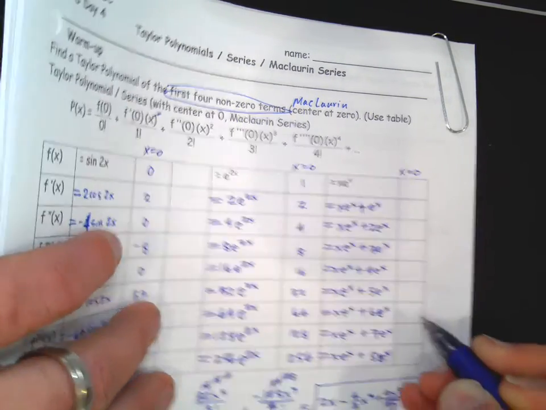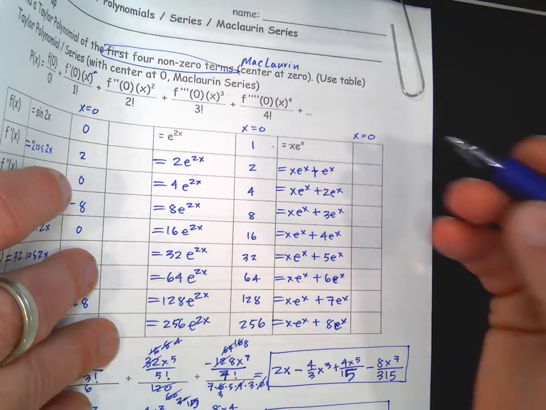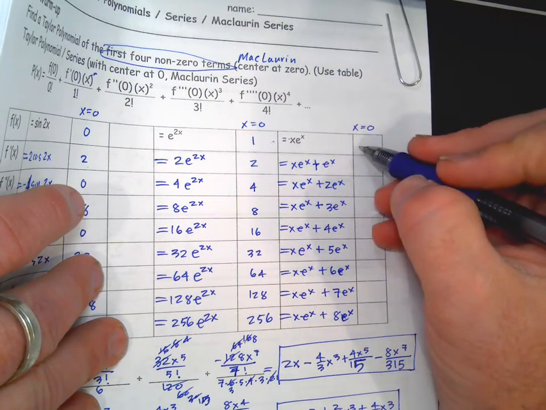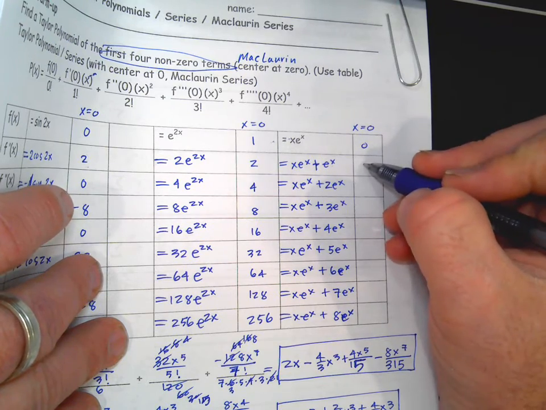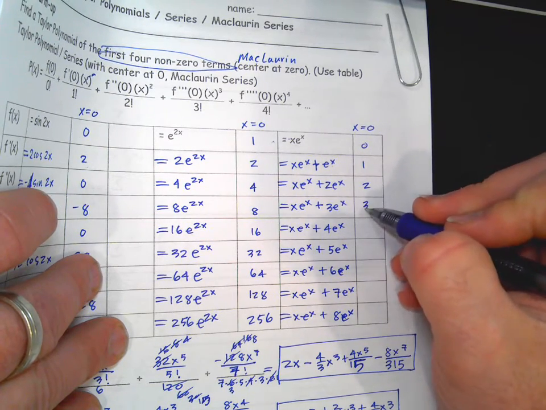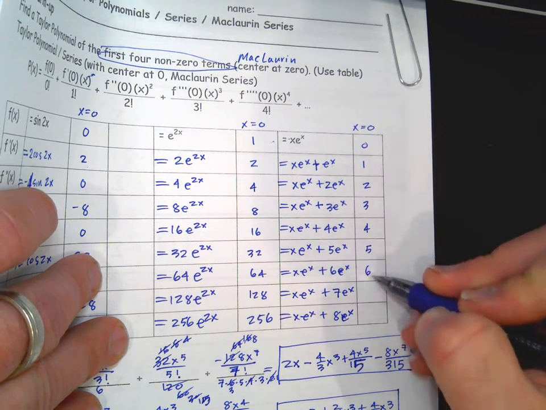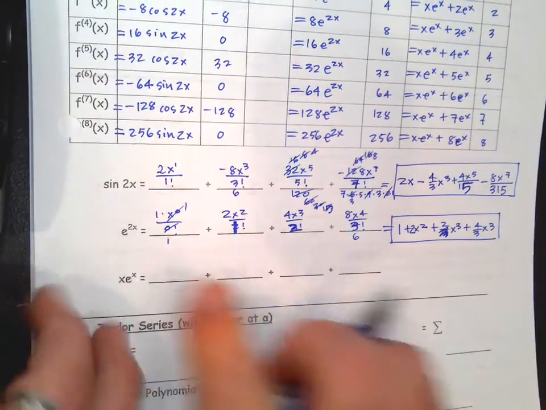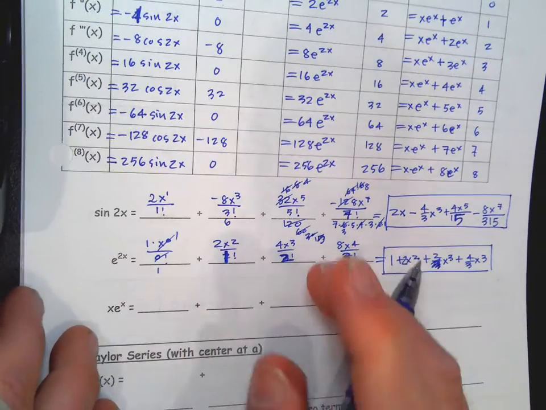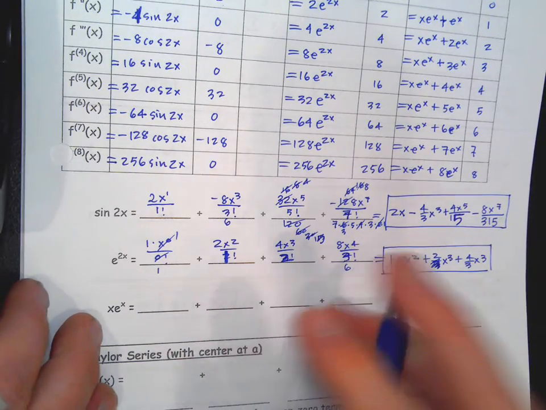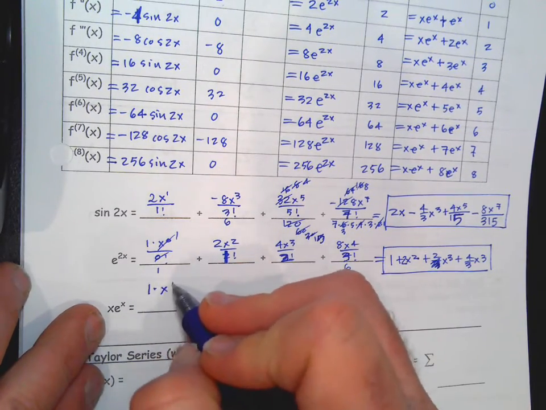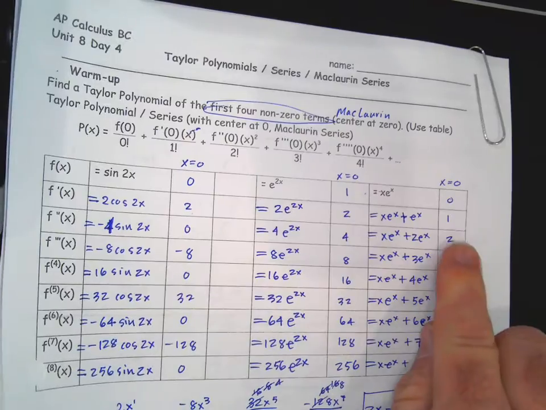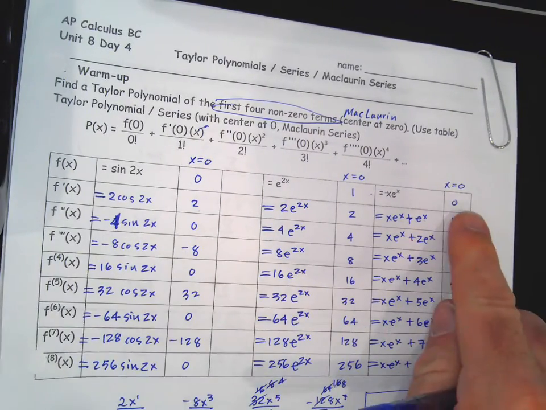Now, if we plug 0 in, all these first terms drop out because they all have 0 times something. So you get 0, 1, 2, 3, 4, 5, 6, 7, 8. So those are our coefficients. So the first term is 0. So we don't write it. We want the first 4 non-zero terms. So then we're going to 1, but that's at x to the first because that's the first derivative, right? That one had a 0 in front.